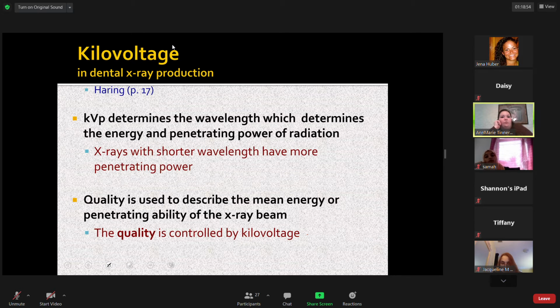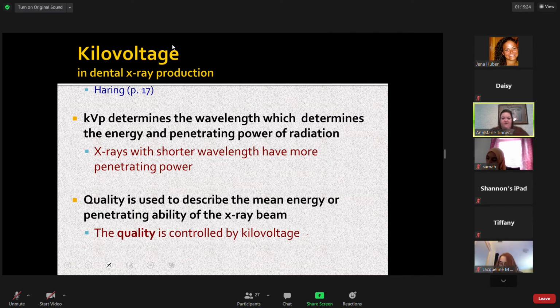All right, so kilovoltage. kVp determines the wavelength, which determines the energy and the penetrating power of radiation. X-rays with short wavelength have more penetrating power. X-rays with long wavelength have less penetrating power. The quality, which is controlled by the kVp, is used to describe the mean energy or penetrating ability. All right, so that's the quality.